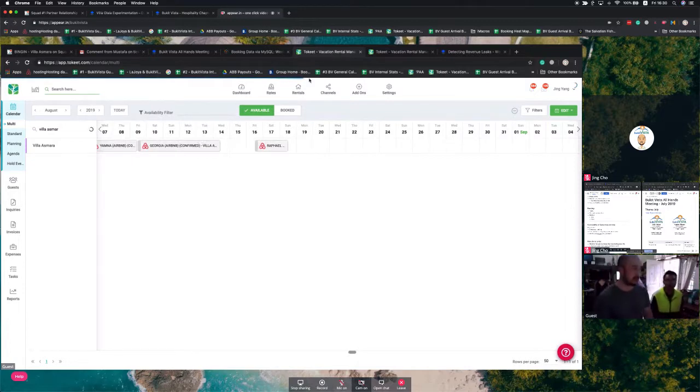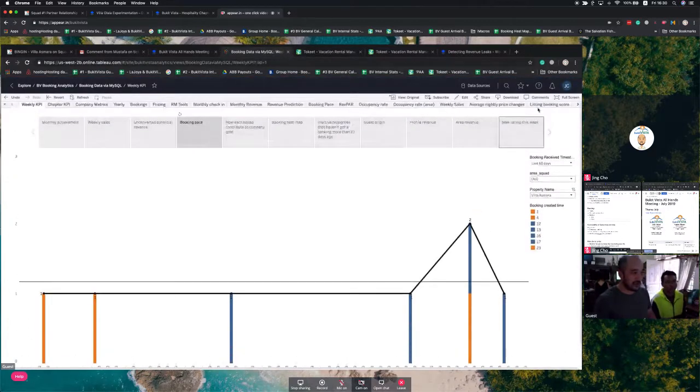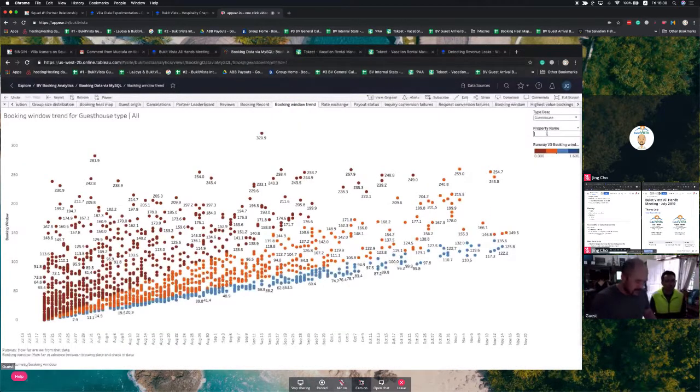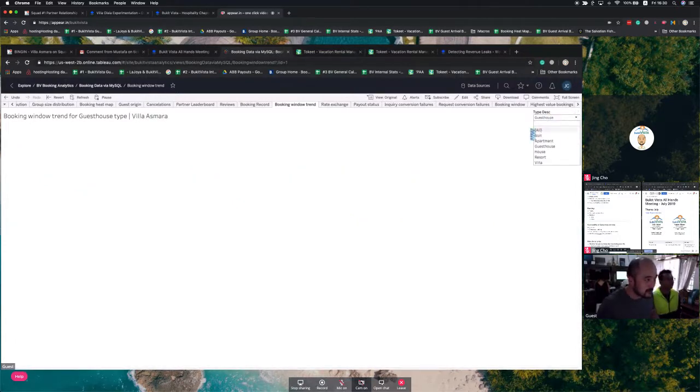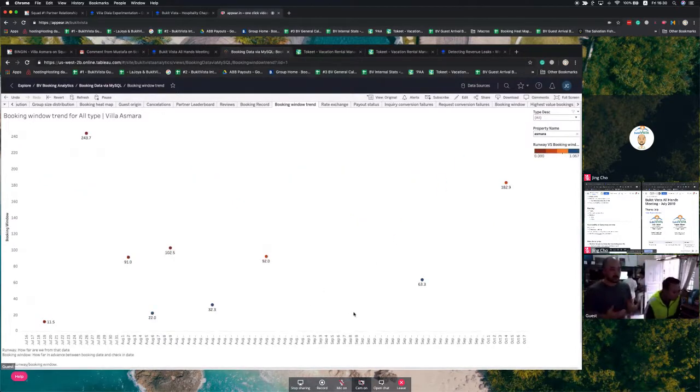Now let's look at the booking window. Okay, there's a booking window trend. That's my booking window. I'm seeing that the guest who booked for July 25th booked all the way in November. So his booking window was 243 days. He was making plans 240 days into the future, almost a year ago.